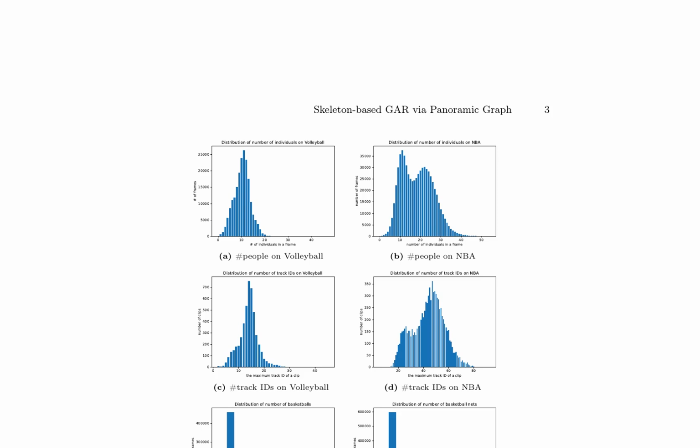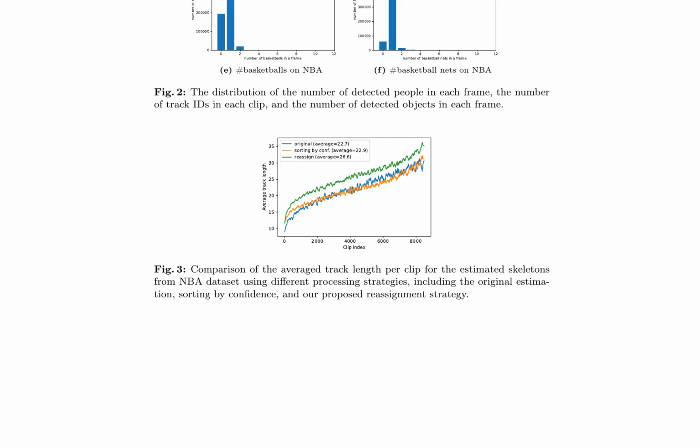The research paper discusses the development of a skeleton-based GAR system using a panoramic graph. It highlights the distribution of individuals in frames from volleyball and NBA datasets, demonstrating the efficiency of the proposed reassignment strategy for tracking issues. The strategy improves the average track length per clip, enhancing the accuracy by approximately 1.3% compared to selecting by maximum confidence.